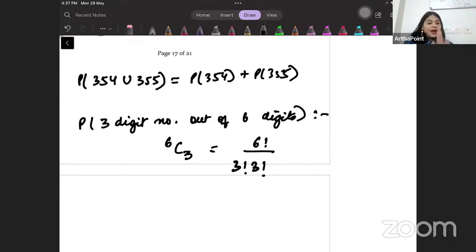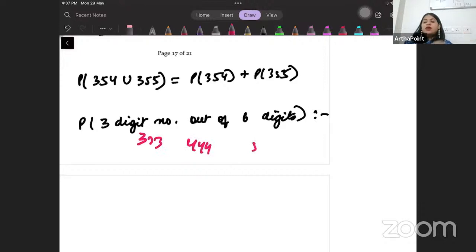But this is with replacement, beta. I can have all 3 digits to be the same. So I can include 333, 444, 555. Without replacement, I should have used combination, but I can get any of the 3 digits. So you just think about it. I have to formulate a 3-digit number.